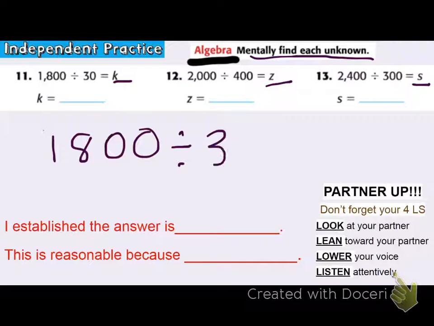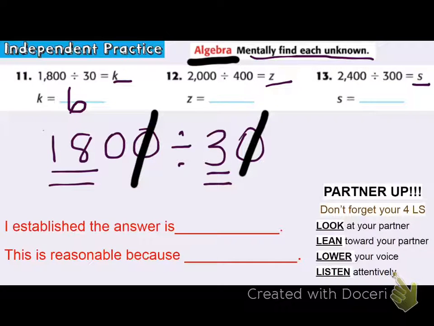So if I look at problem 11, I'm going to start with step 1, the basic fact. Well, I know 3 goes into 18. 3 times something is 18, and that's 6. Step 2, place value. Well, I'm going to get rid of one place value on both. So that leaves me with 1 0 that's not crossed off. So I think the answer is 60 in each group.